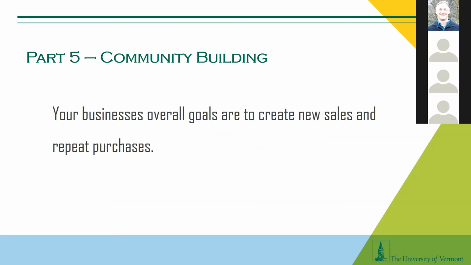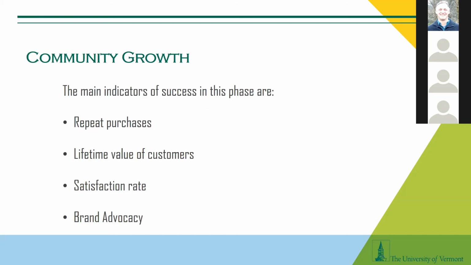So, community building, moving on to the next phase. Your goals are to create new sales and repeat purchases. So how are you going to do it? You want to focus on the main indicators of success in this phase: repeat purchases, lifetime value of customers, satisfaction rate, and brand advocacy.